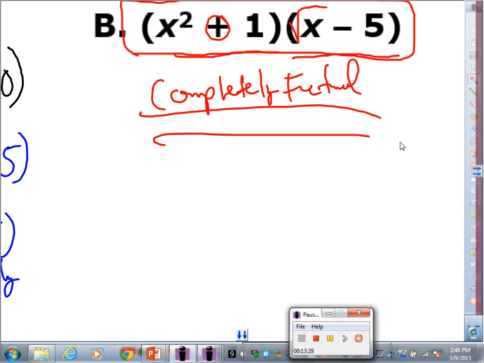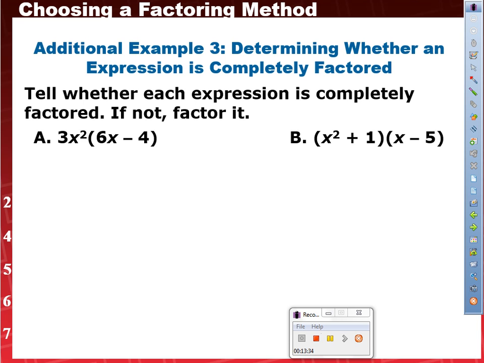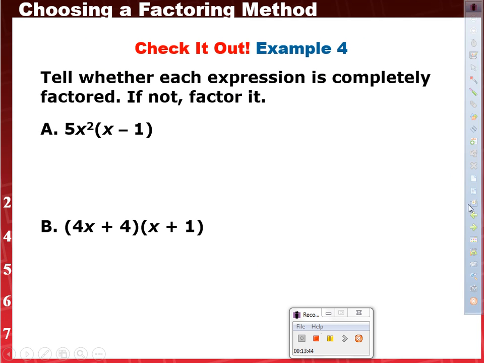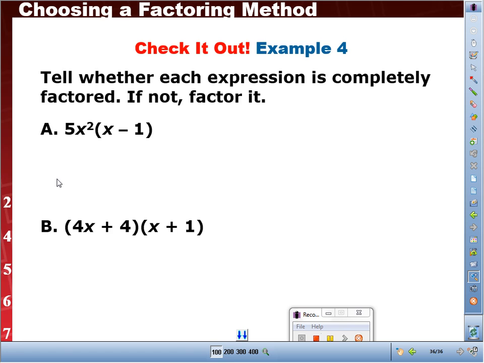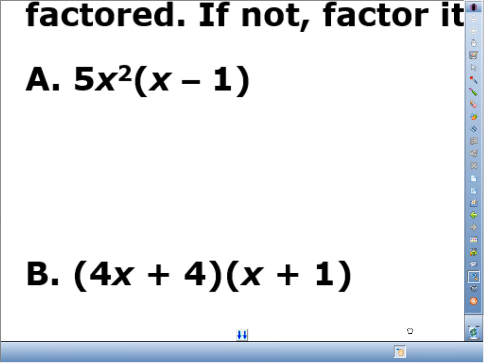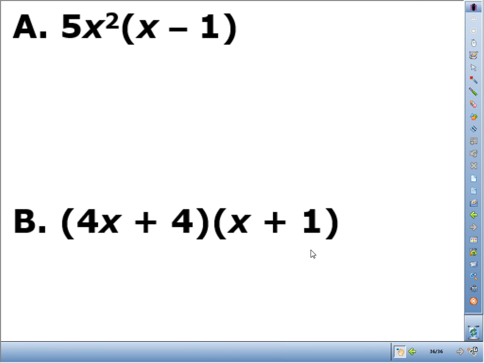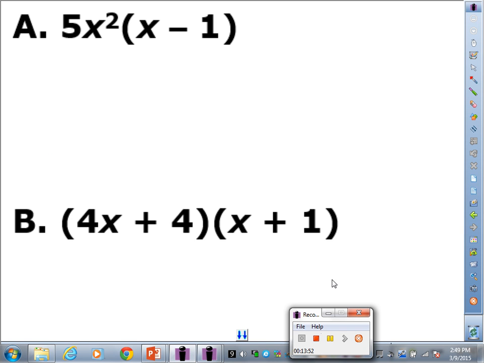All right, let's move on to the next one. Example 4, there's A and B. See if you can do those by yourself, please. Example 4, A and B. I'll zoom in. It says, check to see if it's factored completely. If not, factor it. Go.